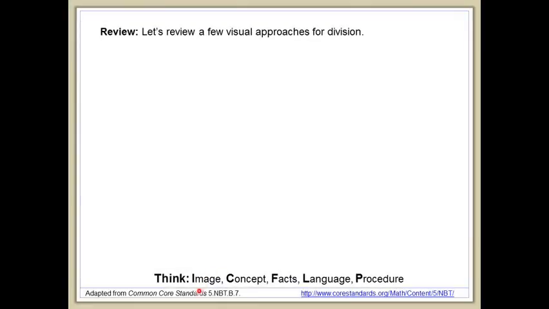Before we go on and look at this standard in detail at the 5th grade level, let's look at a few visual approaches for division. These are approaches that students will have seen in 2nd, 3rd, and 4th grade to help underlie the conceptual meaning behind division. One of these is counting groups in a place value model.